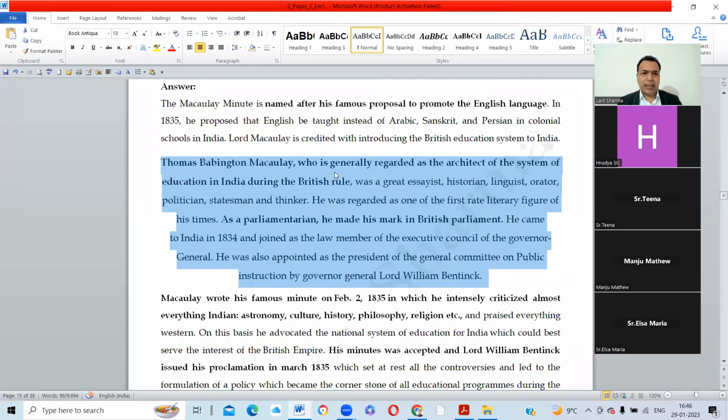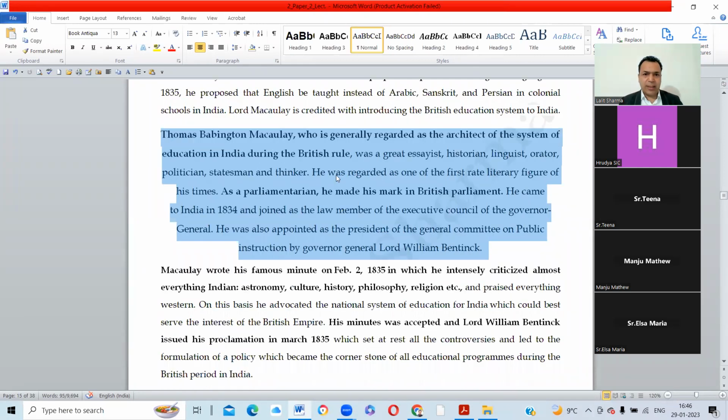He came into India in 1835, right? Okay, so we read this para. Thomas Babington Macaulay, who is generally regarded as the architect of the system of education in India during the British rule, right? Lord Macaulay. What is the Macaulay minute in one line? Macaulay minute means introduction of the English language. He introduced the English language, right?